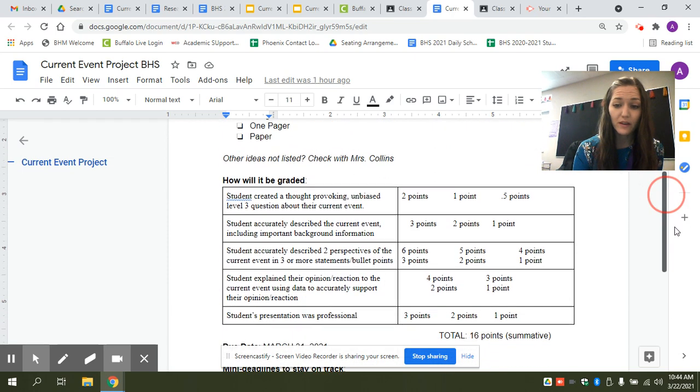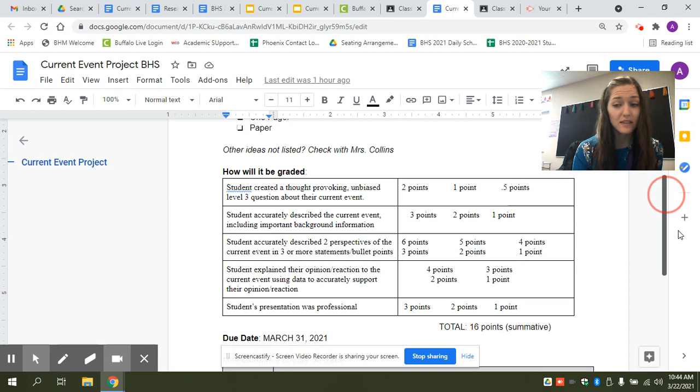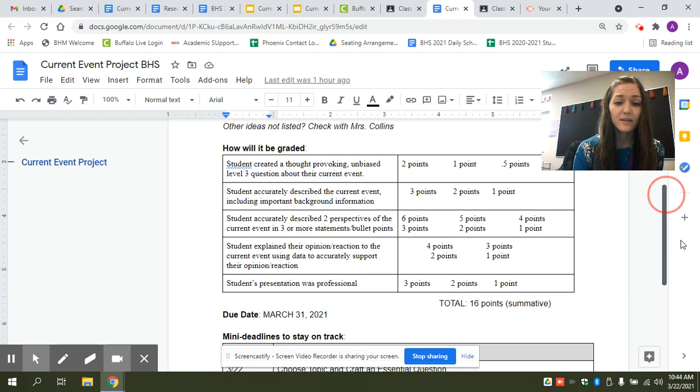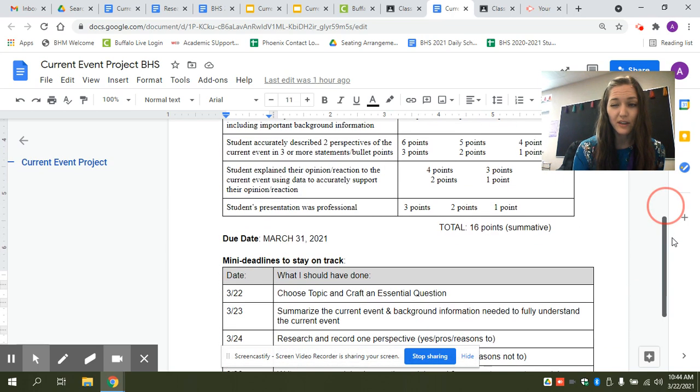Here's the rubric. This is going to be worth a total of 16 summative points. So this is a bigger project, and most of your points are going to be coming from your research and the write-up on your own opinion. Today we're just going to focus on creating a thought-provoking, unbiased level 3 question about your current event. And I will do that in just a sec.